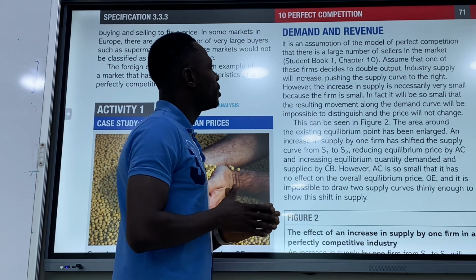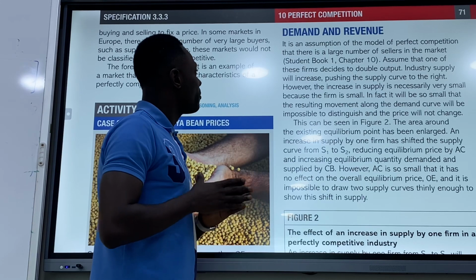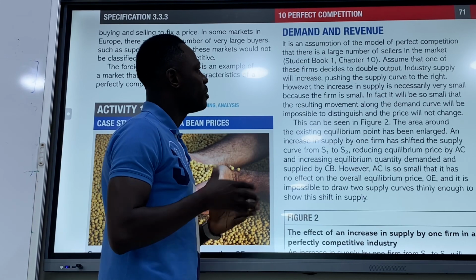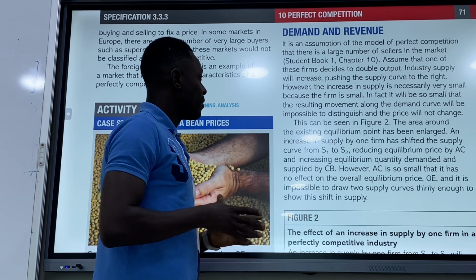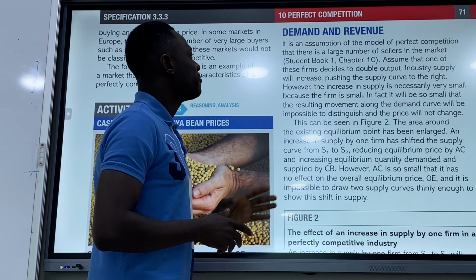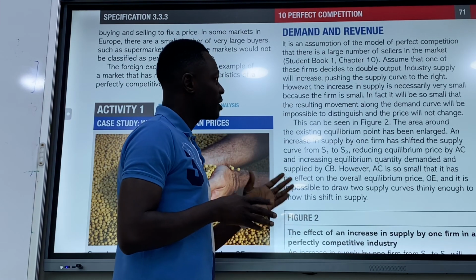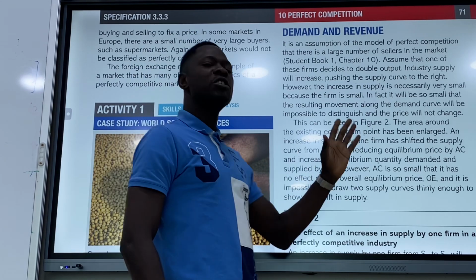It is an assumption of the model of perfect competition that there is a large number of sellers in the market. Assume that one of these firms decide to double output. Industry supply will increase, pushing the supply curve to the right. However, the increase in supply is necessarily very small because the firm is small. In fact, it will be so small that the resulting movement along the demand curve will be impossible to distinguish and the price will not change.